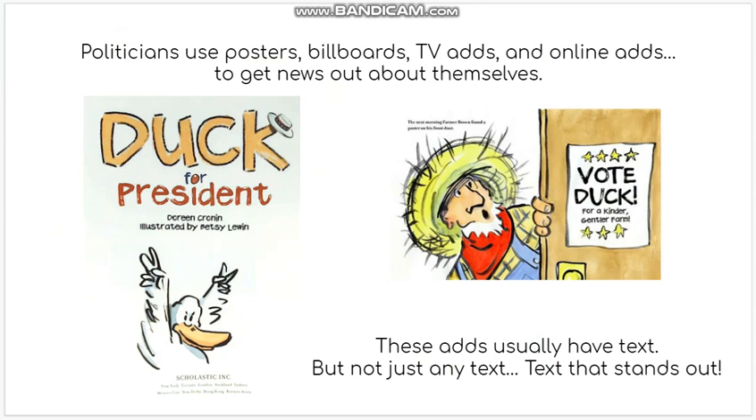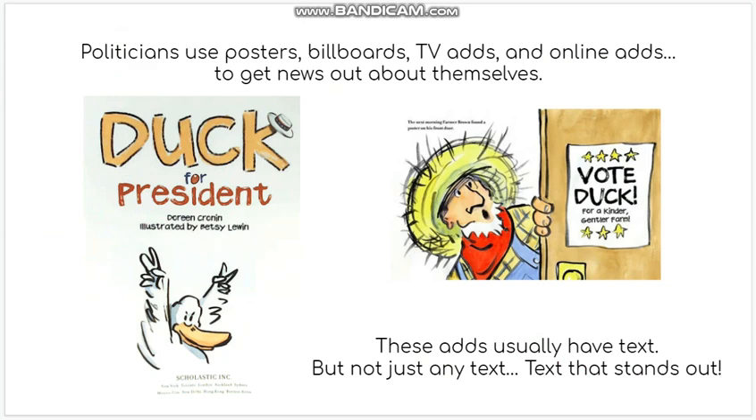This brings us to, and we're going through all this right now, we have a lot of politicians that are wanting to get their name out there right now, well, two in particular. So they use posters, billboards, TV ads, and online ads to get news out about themselves. These ads usually have text, but not just any text. They want their name or whatever information is on that to stand out.